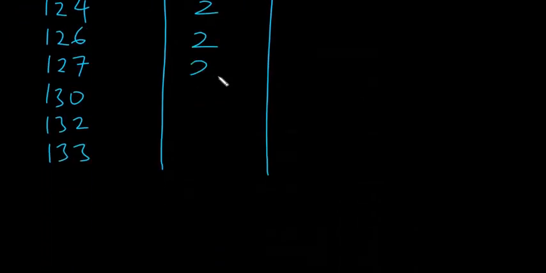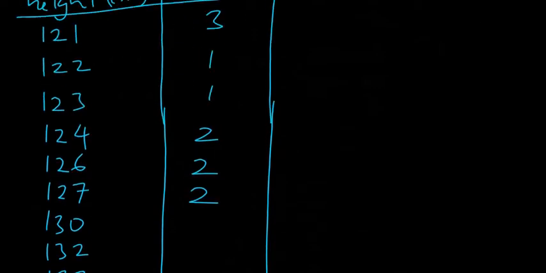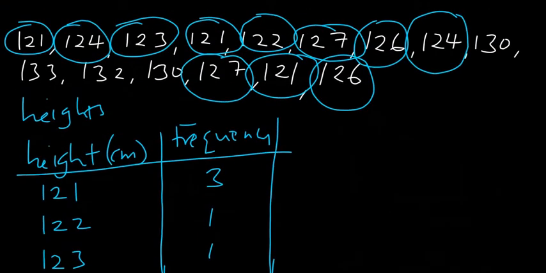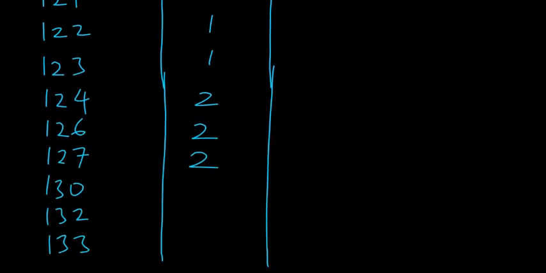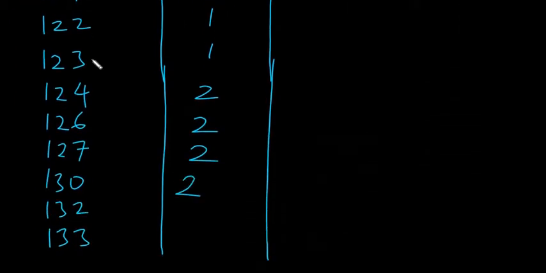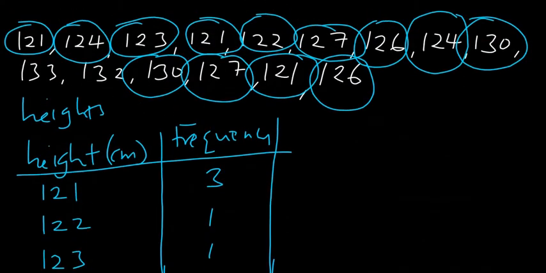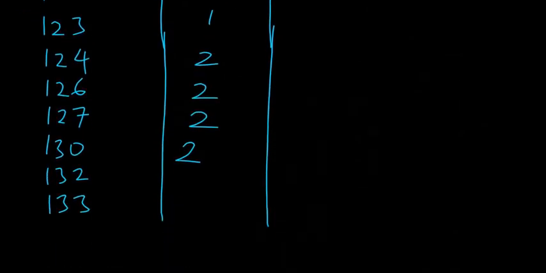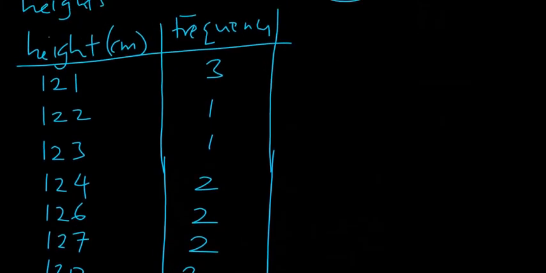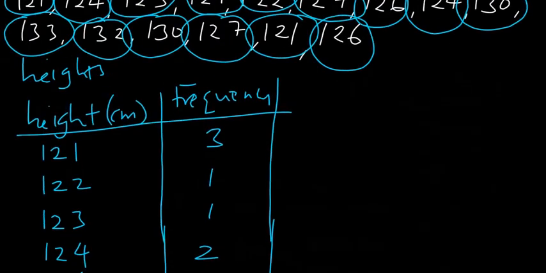Let's go to 130. For 130, I can see one, and I can also see another one. So those are two. Then for 132, I can see only one, and for 133, I can see only one also. So let's have one and one. Okay, so we have represented this information on a table.